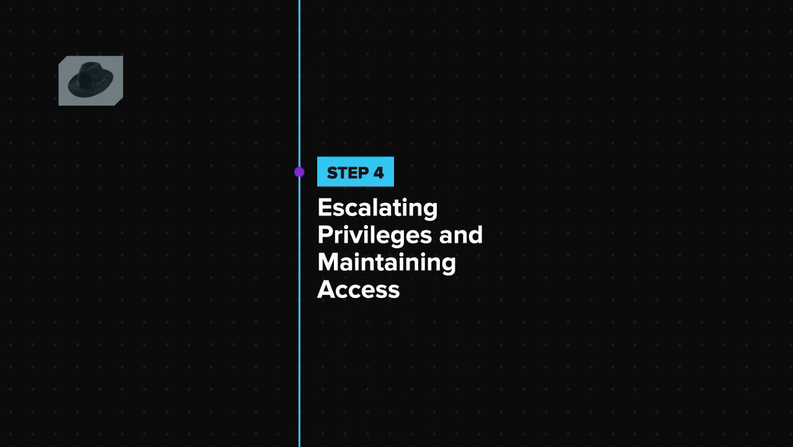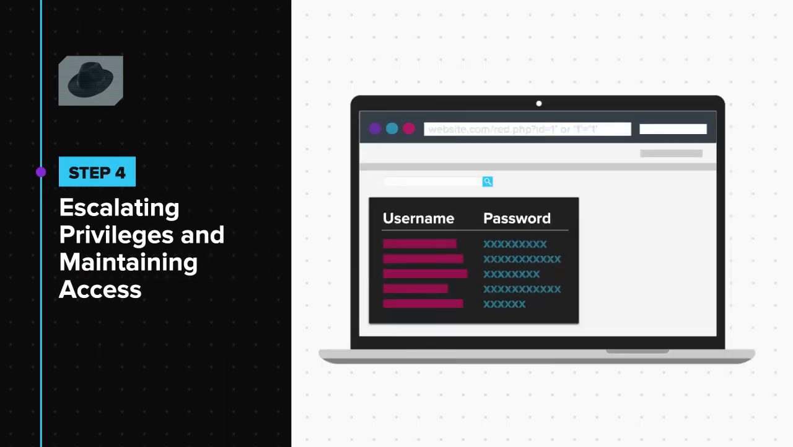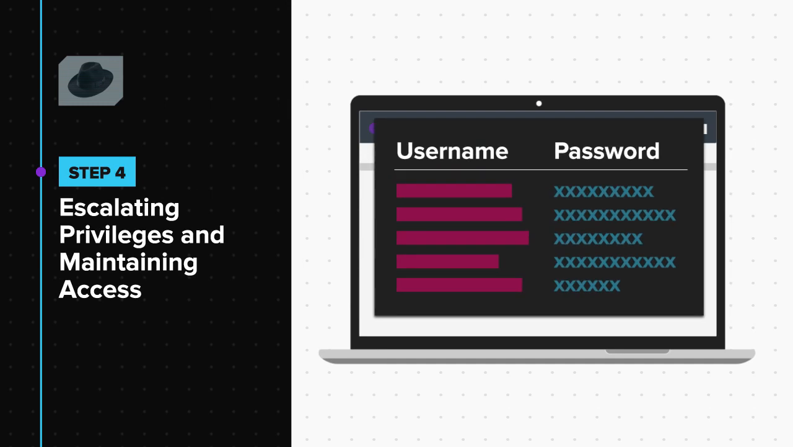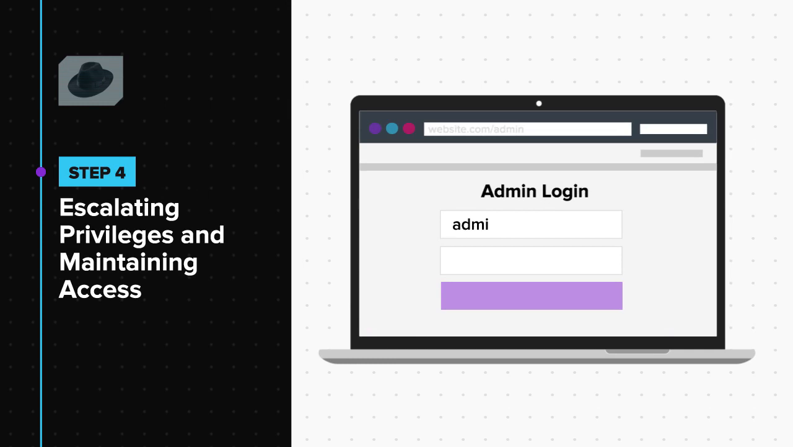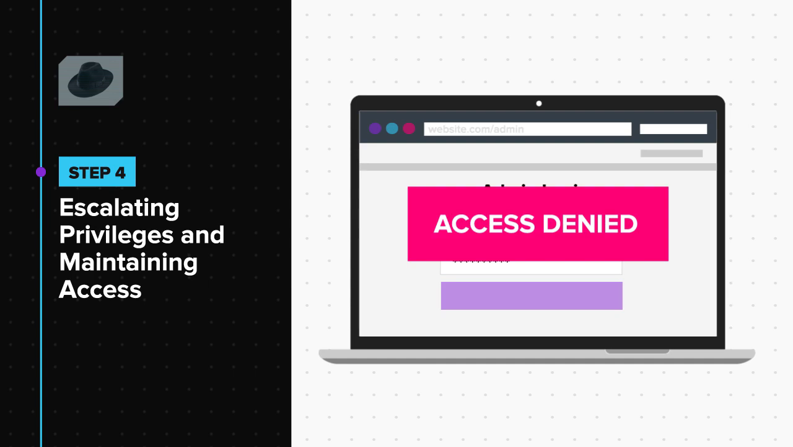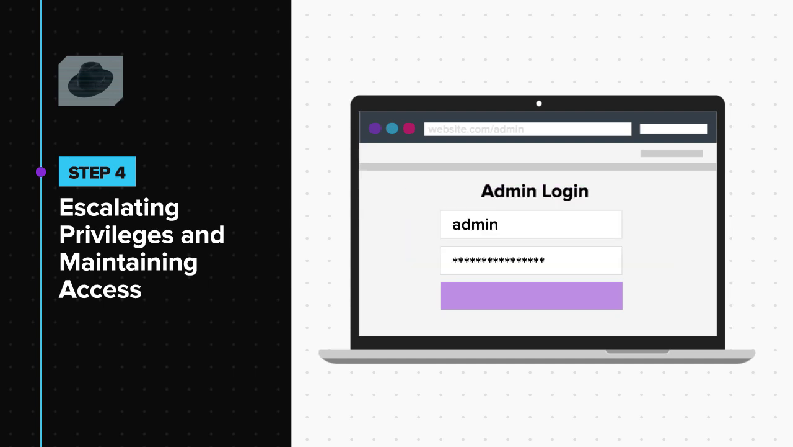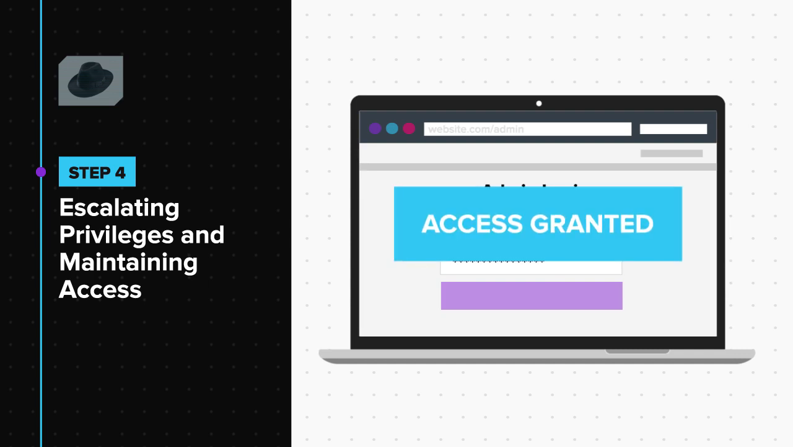The fourth step is escalating privileges and maintaining access. Now, at this point, the hacker is partially inside the system. In this step, the hacker tries to gain full control of the system. For example, after being able to hack some user accounts of a website, the hacker will try to get access to the admin account since the account has a lot of privileges. Let's say the hacker gets the password to the admin account and gains control of the system.